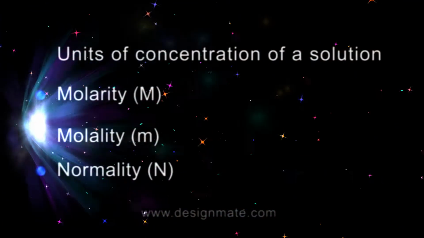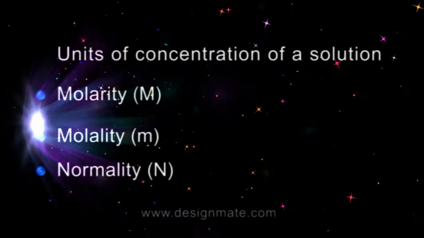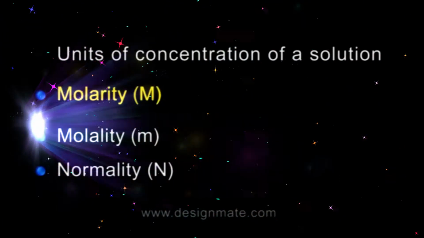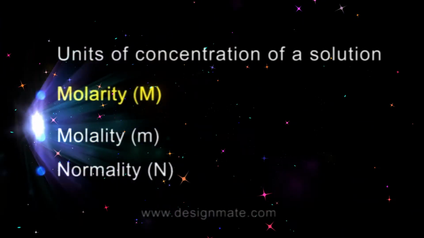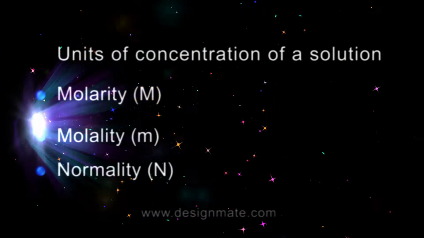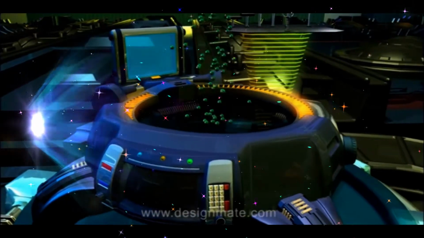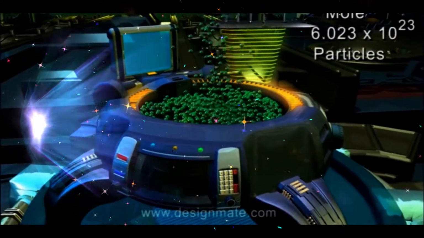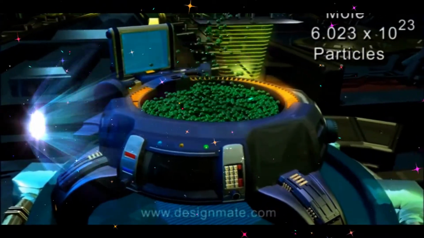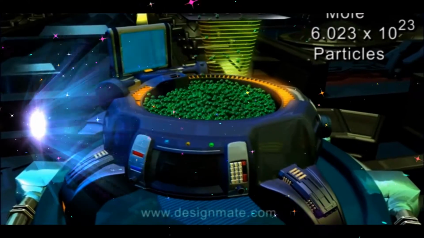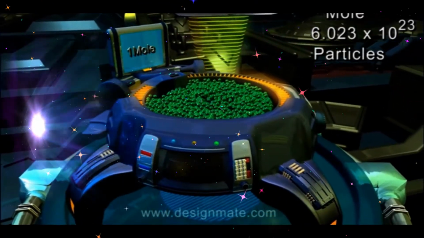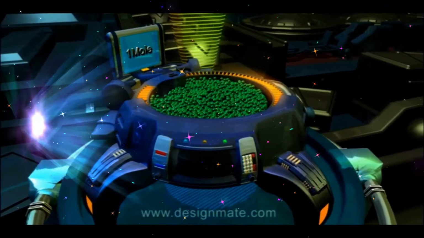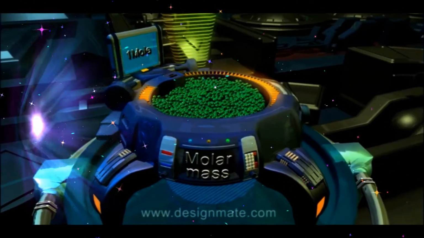There are a number of ways of expressing the concentration of a solution. In this topic, let us understand the most commonly used concentration unit, that is, molarity. As we all know, mole is an SI unit of amount of a substance. 6.023 × 10^23 particles are present in 1 mole of any substance. The mass of this 1 mole of a substance when expressed in grams is called its molar mass.